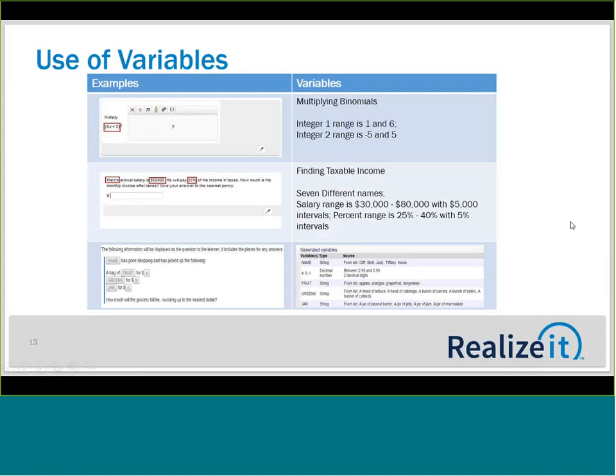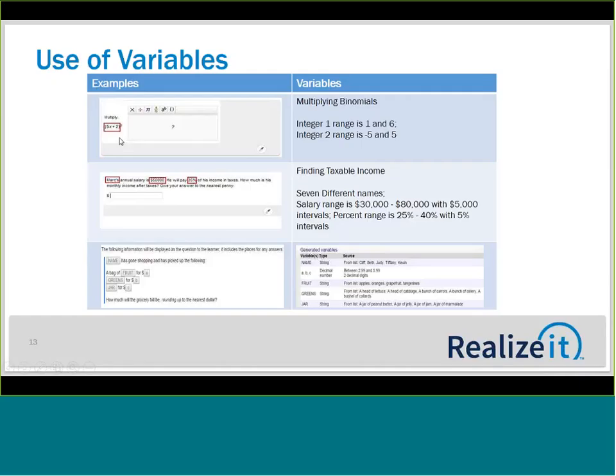Okay, let's take a look at the use of variables. So I have three examples here of variables. This is from multiplying binomials from math, okay, and I kind of have in red over here the part that we're talking about, integer 1 and integer 2 over here. And if you look here, integer 1 has a range of 1 to 6, okay? So this number is going to be switched out automatically by the engine.